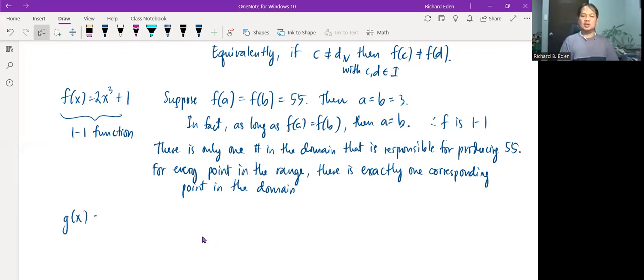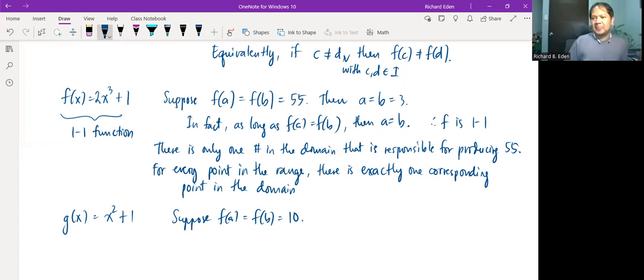Let's take g of x equal to x squared plus 1. Okay. Suppose g of a equals g of b equals 10. What can you conclude about a and also b? Oh, it's unknown if they're equal. Yes, it's unknown. Kasi kung 10, 10 equals 9 plus 1, so 3 and negative 3. Alright. So hindi mo alam kung sino ang guilty, sino nag-produce kay 10. Kasi you have two candidates, but you really don't know which one.